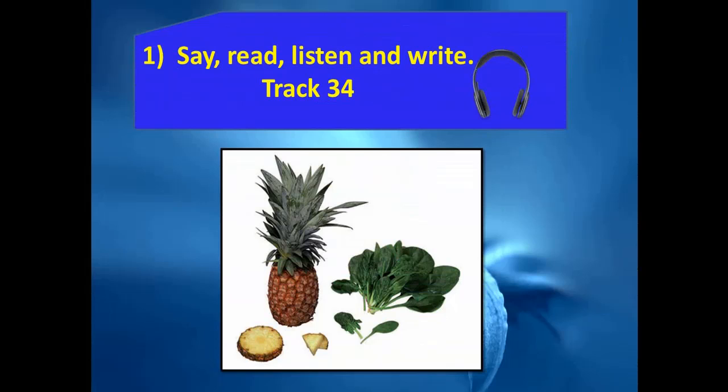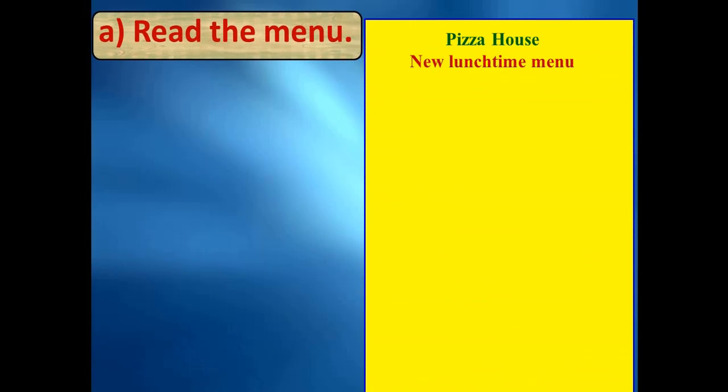Look at the photo here. Exercise 1. As we can see here, what is this? Yes. Pine, apple, and spinach. Exercise 1. Say, read, listen, and write. That's track 34. Read the menu. Pizza House, new lunchtime menu.